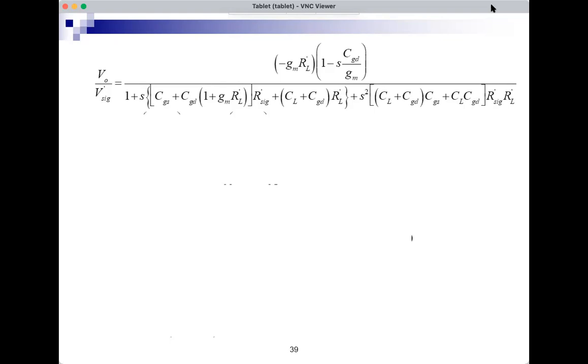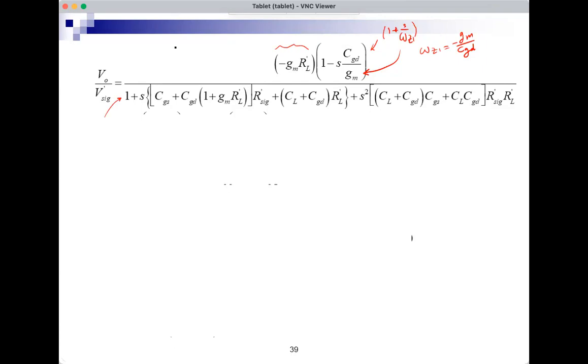Now look at this. It's like a 1 plus S over omega Z1. There's only one zero. And I can tell that omega Z1 corresponds to this: minus GM over CGD. So there is only one zero, and it is minus GM over CGD. And this may be AM, but I'll verify later. The challenge is to simplify this expression in the denominator.